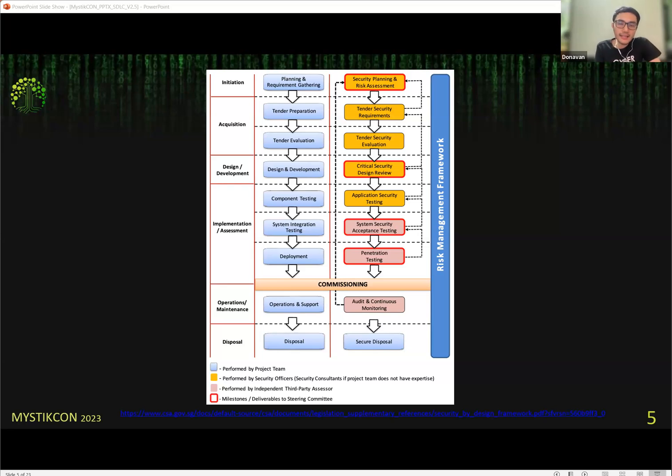You notice that these are the areas where the Cybersecurity Agency in Singapore has mandated various security milestones to be done, right? Like for example, in the security planning and risk assessment, right from the start, you need to do something. What is this something magical? Well, you need to do some threat modeling. So the next slide.